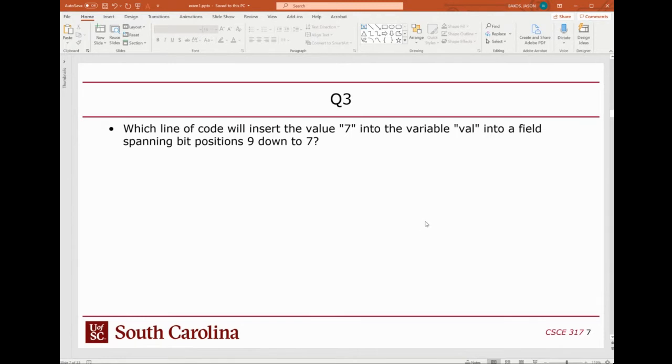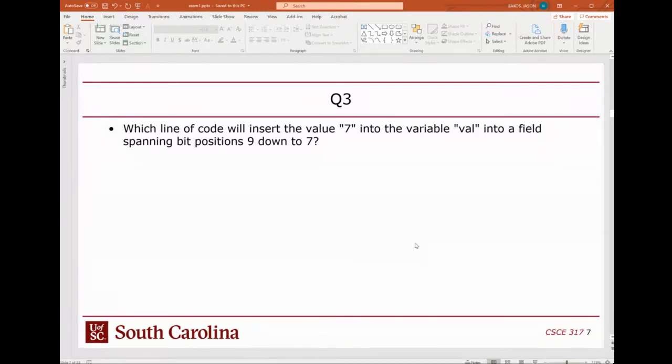This question, by the way, I went back and forth with Charles about how exactly to word this one, because my original wording, Charles said, was no good. I rewrote it. I don't know if this was confusing, but we want to take the value of 7 and put it into a bit field that spans 9 down to 7. Bits 9 down to 7 is 3 bits.